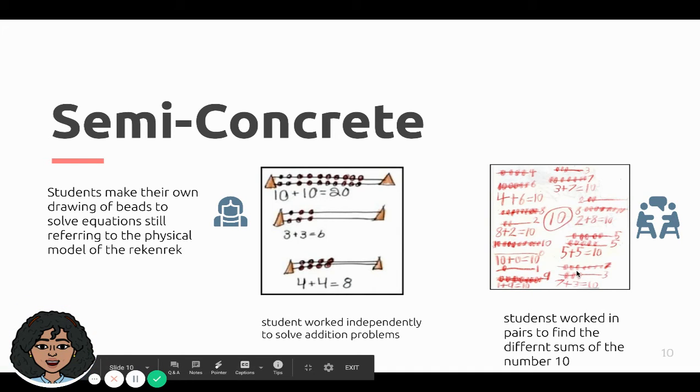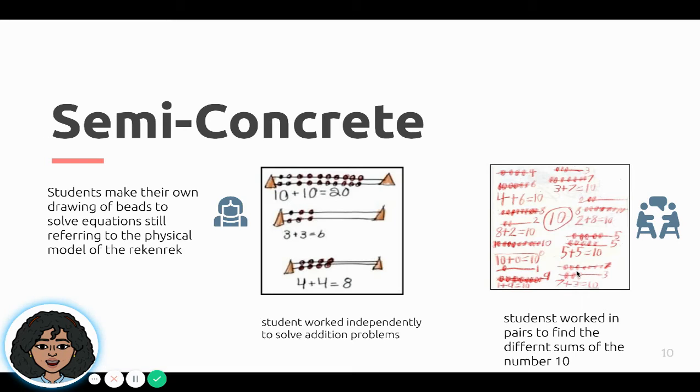In the second example, we see how students worked as a pair to find the different ways to make the number 10. So in this instance, one student picked the first number. In the first example, the first student picked 4, and then the second student would have to find the missing number that added to 4 gives them 10. And they went on like that, taking turns until they found all the different combinations of numbers that make up the number 10.